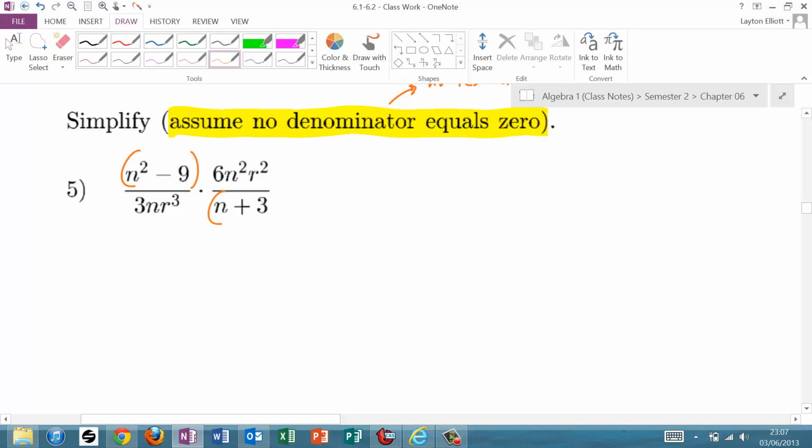So I'm going to put parentheses around our factors because that n squared minus 9 and the n plus 3 look a little weird.